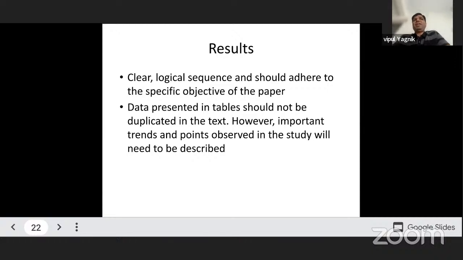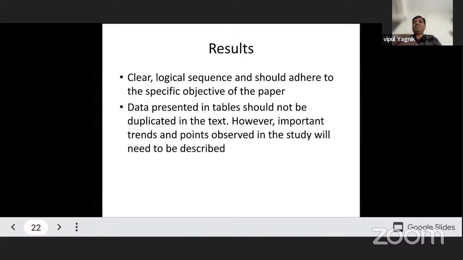Some authors have made a table and a figure from the same thing. Like suppose you have made a table for age and sex and you make a pie chart for age and sex. It doesn't make any sense. If your table is clear, either you make a table or you make a figure. Don't make both for the same data.